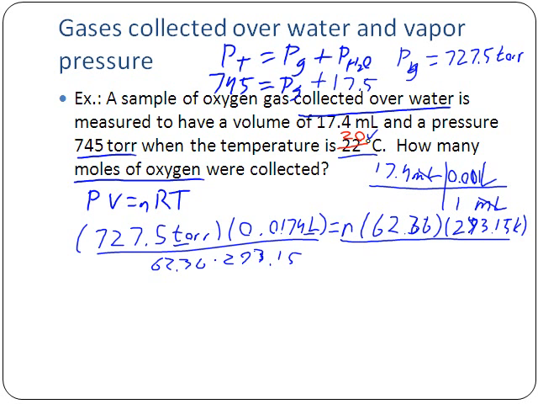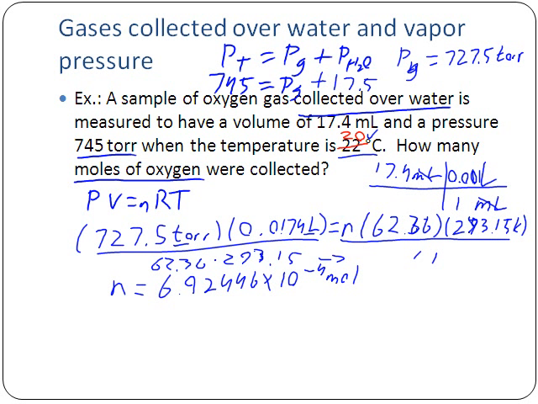I'll draw an arrow over here. Same thing over here, so I have to rewrite it here. And so to do this, we'd say the partial pressure of the oxygen, 727.5, times the volume, 0.0174, divided by 62.36, and then divided by 293.15. And so in so doing, we find that the number of moles here is going to be, I get 6.9246 times 10 to the negative fourth moles. You might have gotten 0.0006294. It's the same thing.